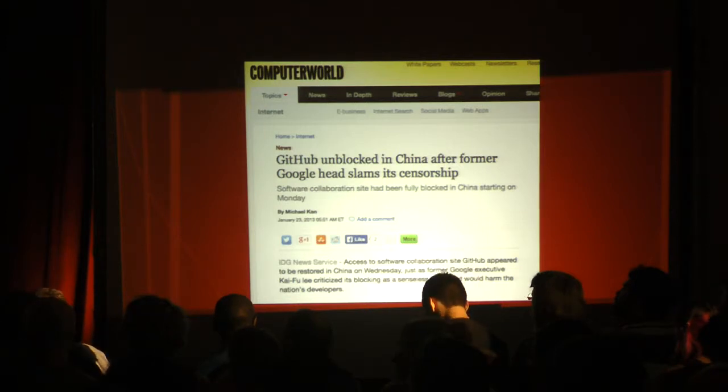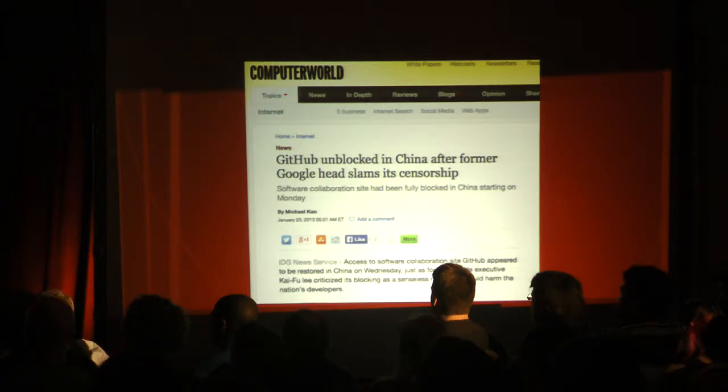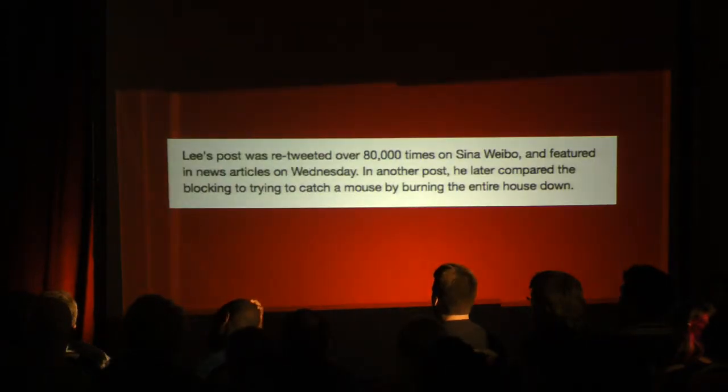And of course, the Chinese developer community was not very happy about this. They were very vocal. They said that we can't do our work. And so there was a backlash. And that backlash forced the hands of the Chinese censors to say, OK, we'll let the whole thing go, including these repositories we don't like. And there's a quote from a prominent Chinese developer who compared the blocking of GitHub to trying to catch a mouse by burning the entire house down.